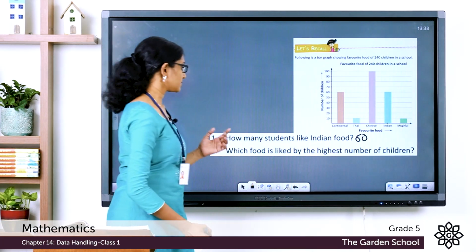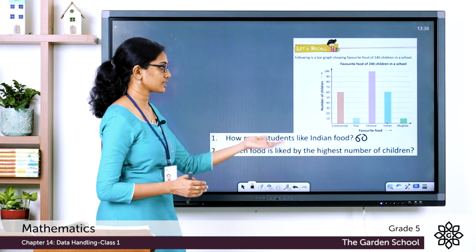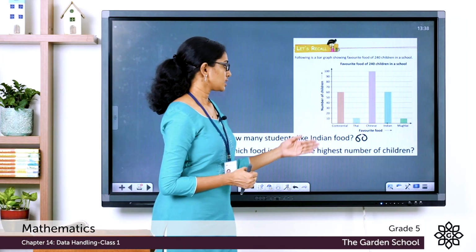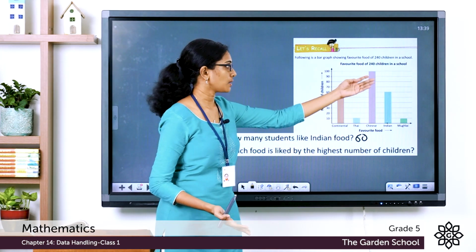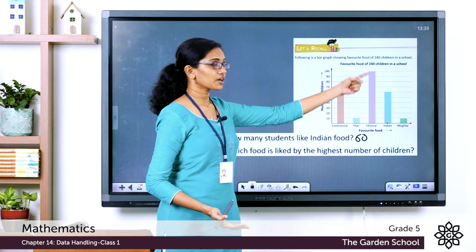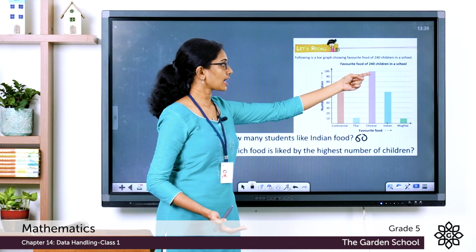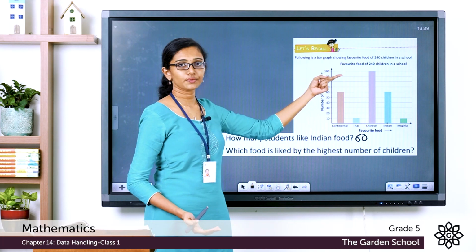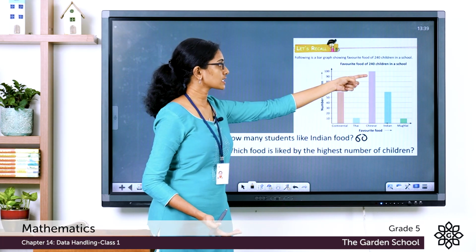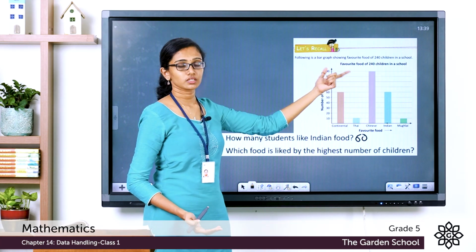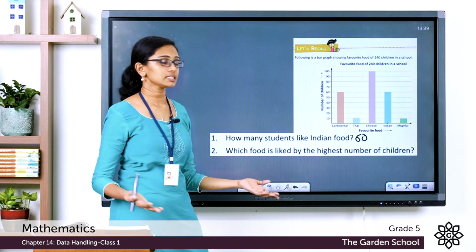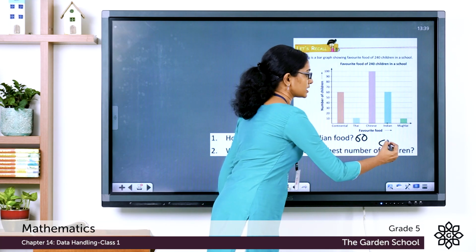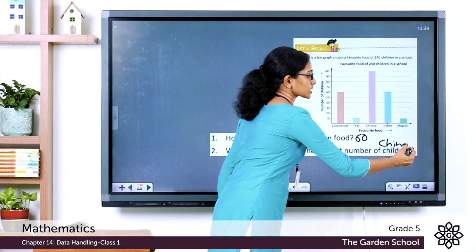Now the next question, which food is liked by the highest number of children? See, that will be the value corresponding to the bar which is the longest or the tallest bar. Now the bar corresponding to Chinese food is the tallest one, and it equals a value of 100. So Chinese food is liked by 100 students, the most number of students. So which food is liked by the highest number of children? It is Chinese. So you can write Chinese here in the space provided in your textbook.